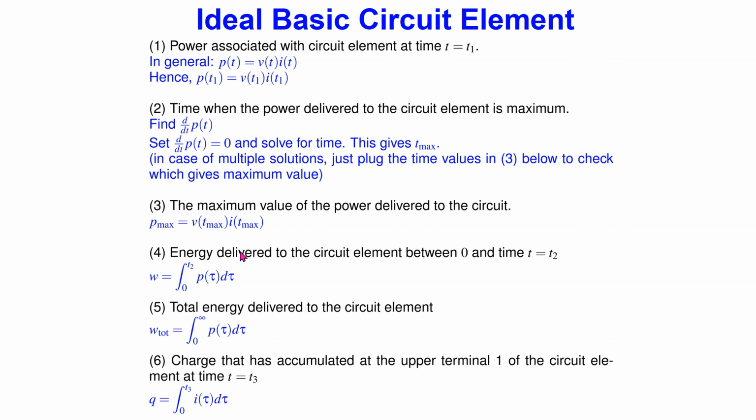Recall from basic physics that power is energy per unit time. Thus, to find the energy delivered to the ideal basic circuit element between time 0 and time t2, we need to integrate the power from time t0 to time t2. To find the total energy delivered to the ideal basic circuit element, we integrate the power from 0 to infinity. Finally, recall that current is the rate of flow of charge. Thus, to find the total charge that has accumulated at the upper terminal 1 of the ideal basic circuit element at time t equal to t3, we integrate the current from time t0 to time t3.